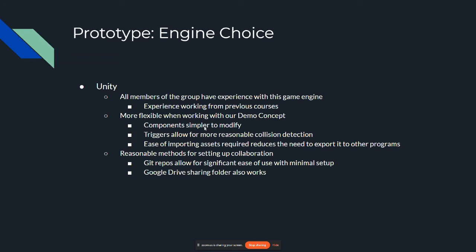Most of the time. Sometimes there will be other issues as well. And of course, there's also reasonable methods for setting up collaboration. We can use Git repos for ease of use with minimal setup, since all we need to do is simply have a section where certain items will be placed in, make sure we have the actual Git ignore file, and suddenly all of us are able to push and pull from a repository.